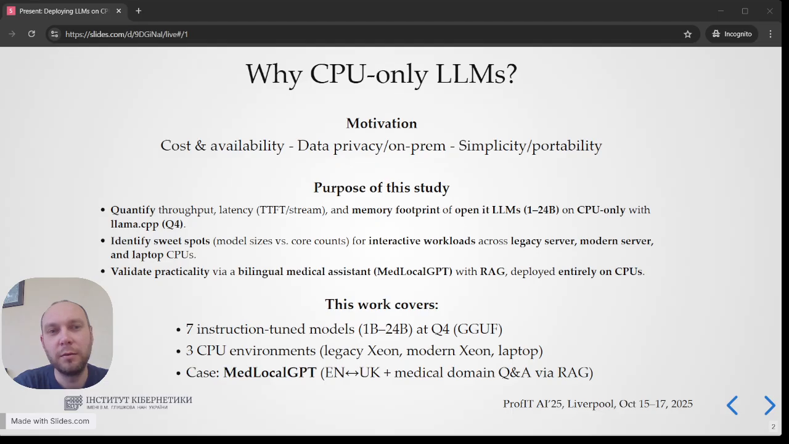First of all, let me position this work. We target three drivers: cost and availability, CPU you already own; privacy and governance, keeping data on prem; and portability, a lean, reproducible stack. Important to note that our operational task in this project was to run LLMs in a CPU-only environment, no GPUs, under realistic cost-constrained conditions. Our purpose is threefold.